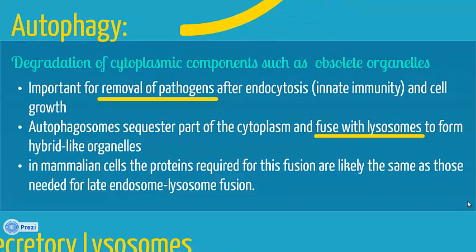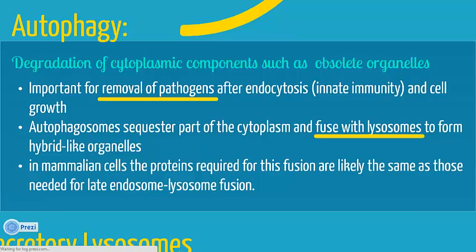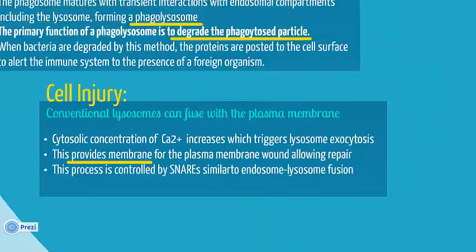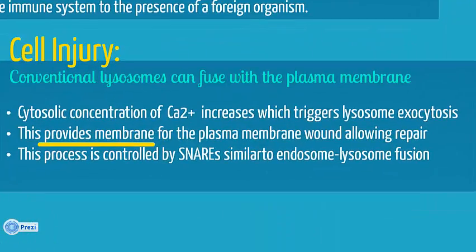In terms of autophagy, the degradation of cytoplasmic components such as obsolete organelles. This process is important for the removal of pathogens after endocytosis and cell growth. This is demonstrated in this diagram. A conventional lysosome can fuse with the membrane, repairing a cell. When cytosolic concentration of calcium 2+ increases, lysosome exocytosis is triggered, providing a membrane.